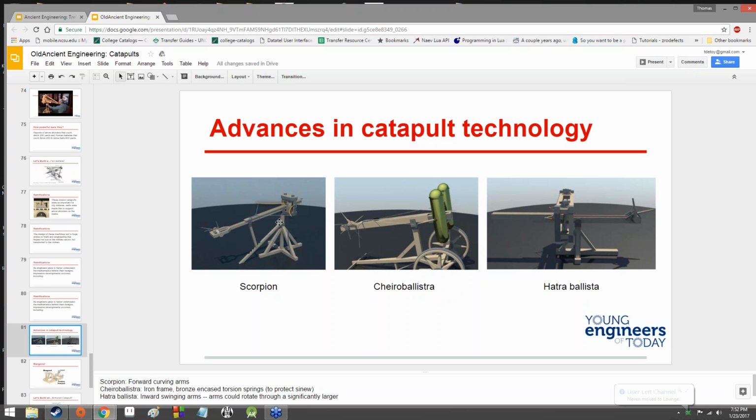The Scorpion had 2 forward curving arms, and the Hatra had backward curving arms, which basically reversed the tension and the compression energies, and how they were distributed on the weapon versus the direction the arrow was going to be fired. The Chiroballista, I guess it is the ballista, had an iron frame, and the torsion springs on the inside were encased in bronze in order to prevent them from fraying and everything or being shot at. And then the Hatra Ballista had inward swinging arms, and they could rotate through a significantly larger set of arms.